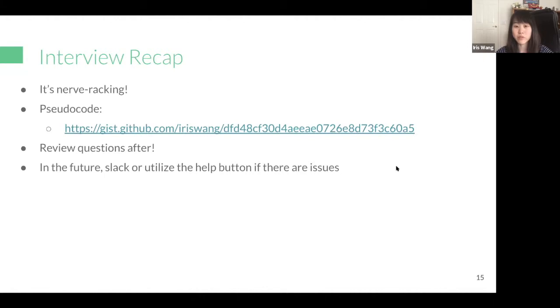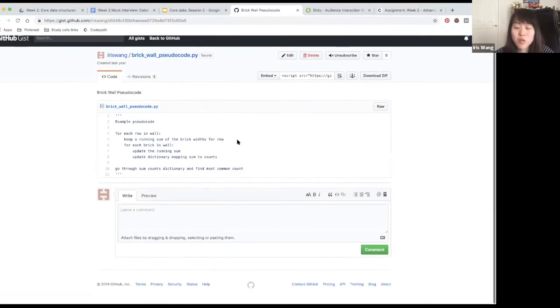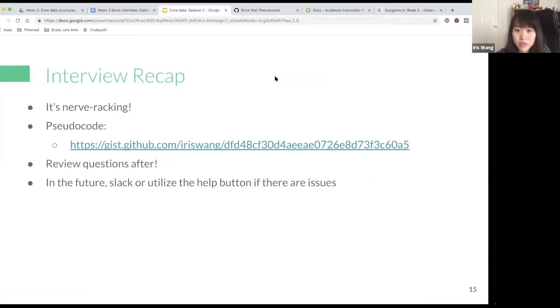I like that in every room I jumped into, there was an active conversation happening. I saw that a lot of people had really great pseudocode. I actually posted a link of what my pseudocode would look like, maybe for that brick wall question. It's pretty simple, but some guidance of how you're going to do that question is both helpful for you and the interviewer. So that was really awesome. I really enjoyed seeing that.